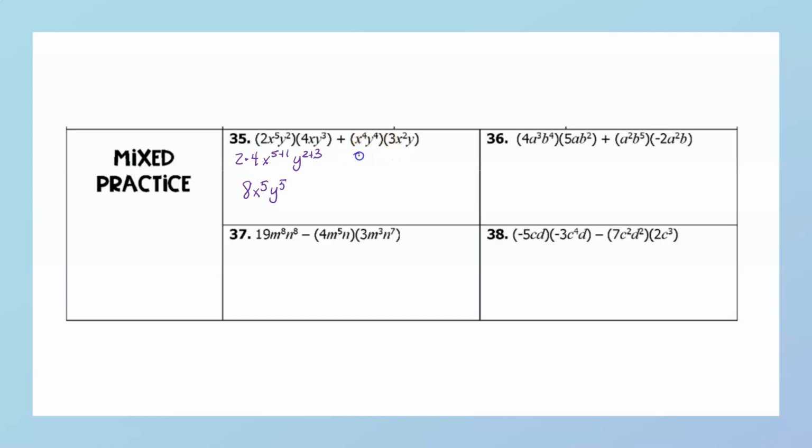Here I have 3 x to the 4 plus 2 power, y to the 4 plus 1 power. So I have 3x to the 6th, y to the 5th. Now, since these have the same exponents to the same power, I can just add the coefficients together. This should be 6. Sorry. Okay, there you go.